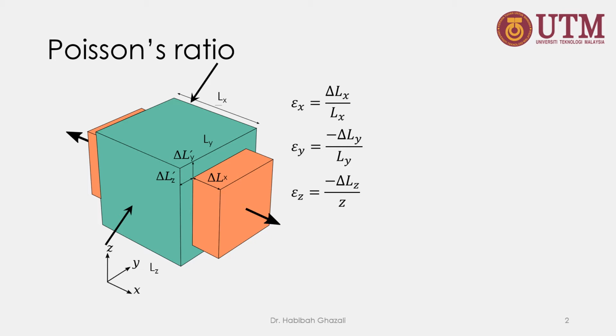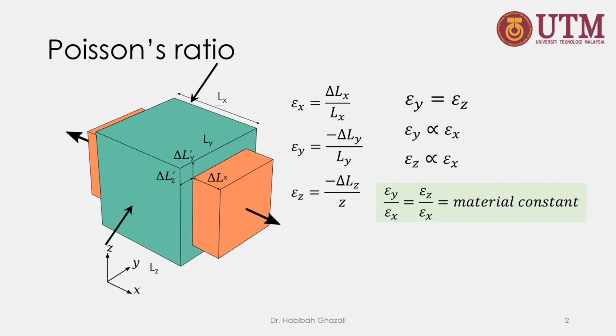When we apply our tensile force, it turns out that the resultant strains in the lateral directions are equal, and they are proportional to the strain in the longitudinal direction. So the ratio between the lateral strain and the longitudinal strain is actually a material constant. We denote this material constant with the Greek letter mu, and this, as you can guess, is the Poisson ratio.